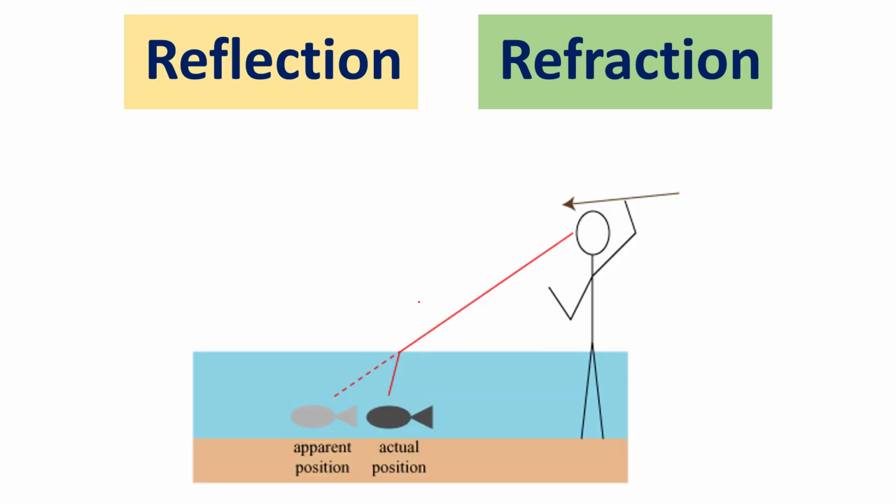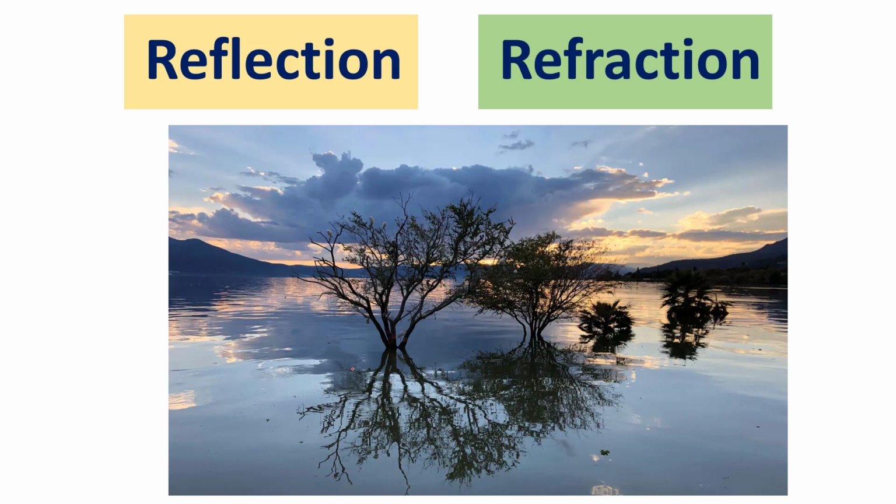Next one, student. Reflection or refraction? Gan, what is it? Refraction, because you can see the fish like this, right, student? But it's not true, because of the light. When the light travels from the air to the water, it slows down, and the angle of refraction is less than the angle of incidence.